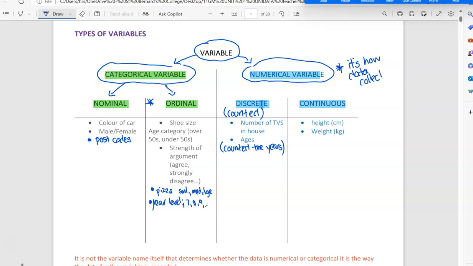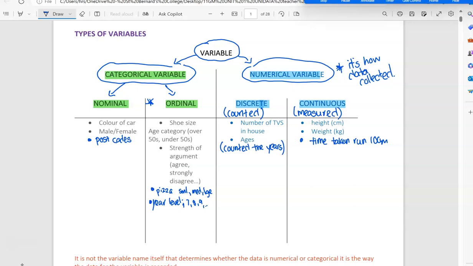Okay, so let's look at the other one, the continuous. A good way to know that you have continuous data is that it's measured. Say for your height, your weight, you're measuring it. Another one over here could be time taken to run 100 meters. We're measuring how long it took to do it. So time in that case is continuous, but time as age, how many years, just counting, that would be discrete. So you've got to be really careful.